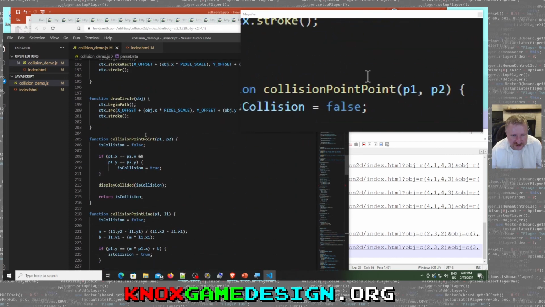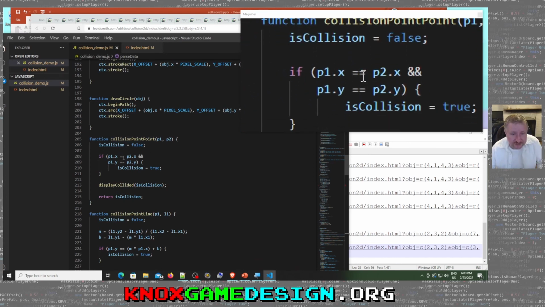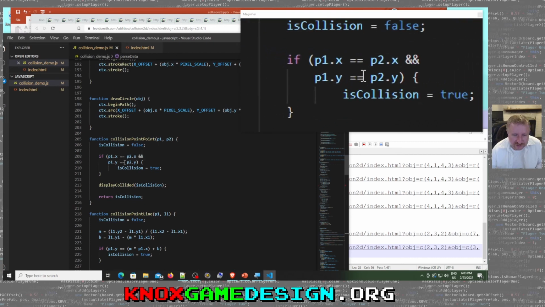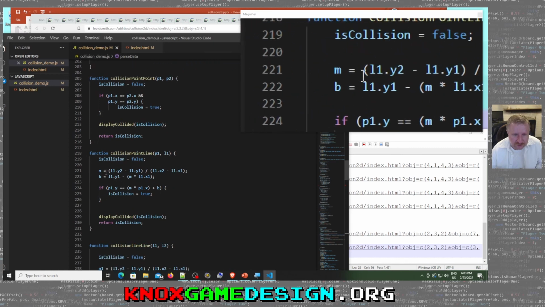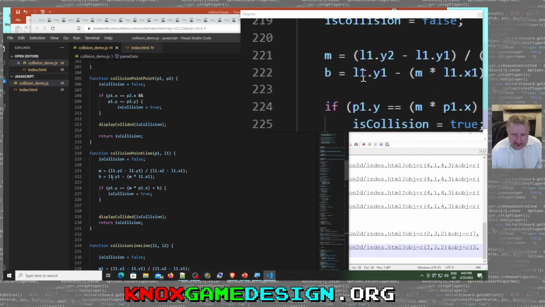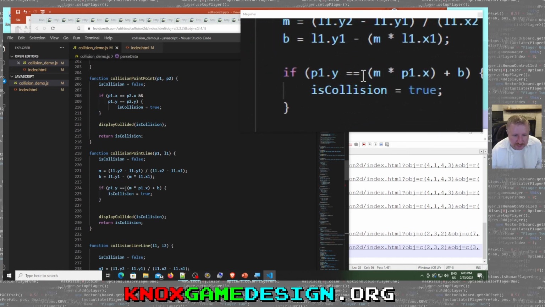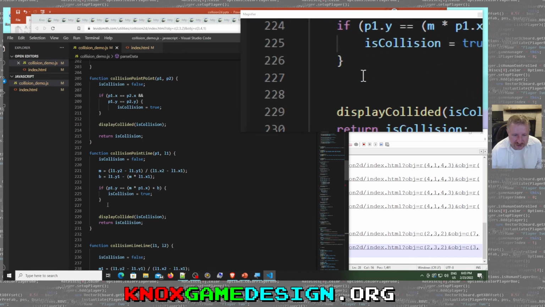So the collision functions are right here. This is kind of the same as the C# code, but in JavaScript, checking whether the x and y are equal in collision point point. Collision point line, we're calculating the m, the slope. We're calculating the y-intercept right there. And then we plug in a point. We're just going to use the first point. If it's valid, then it collides.